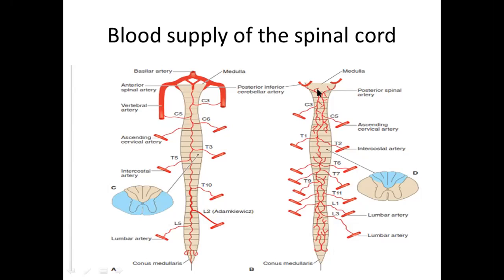Here, the two posterior spinal arteries supply the dorsal one-third of the spinal cord, each one supplying the corresponding part on the right and left side. The anterior and posterior spinal arteries are reinforced along their courses by the radicular arteries. The radicular arteries have different origins: they may arise from the vertebral artery or ascending cervical artery in the region of the neck, the posterior intercostal arteries in the region of the thorax, and the lumbar or sacral arteries in the lumbar and sacral region.